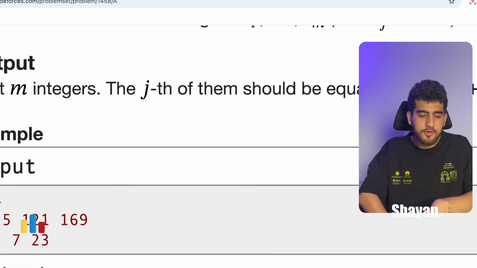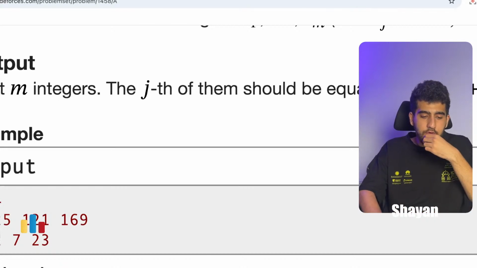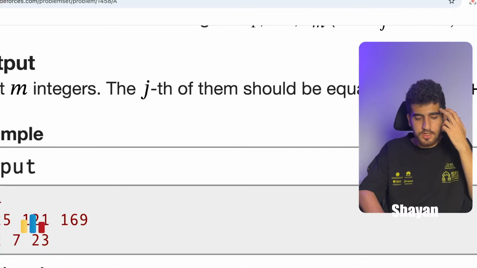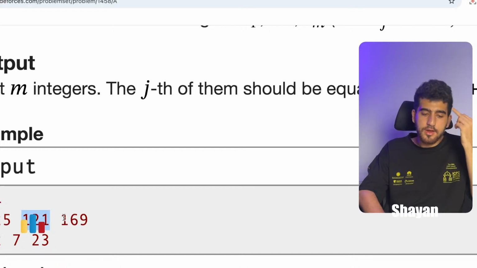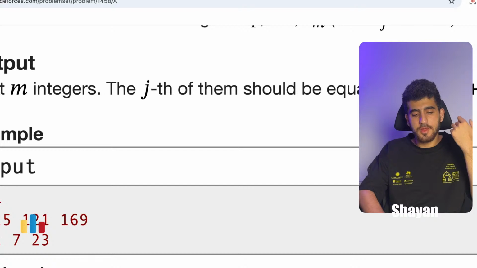For example, in here your numbers are 1, 25, 121, 169. First of all, you add 1 to all of them, so it's going to be 2, 26, 122, and 170. The GCD is going to be 2. Then you're going to add 2 to each one of them. It's going to be 3, 27, 123, 171. All of them are divisible by 3. Then you're going to add 7 to all of them. Then you're going to add 23 to all of them.